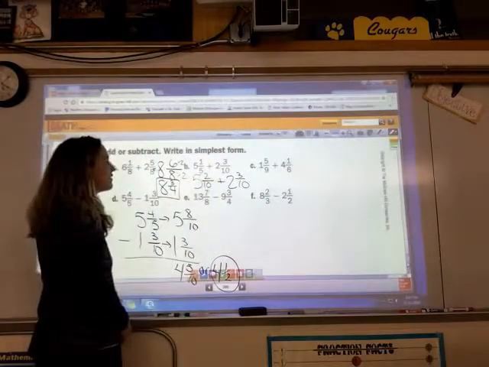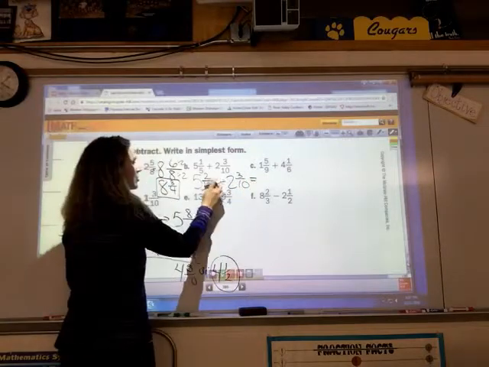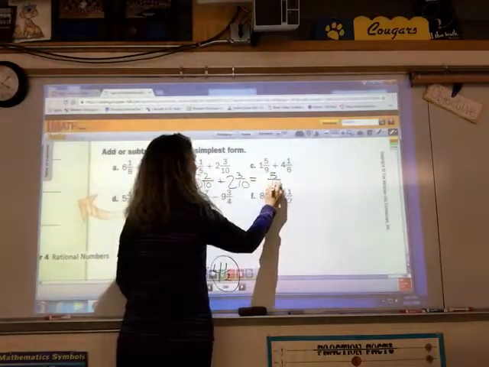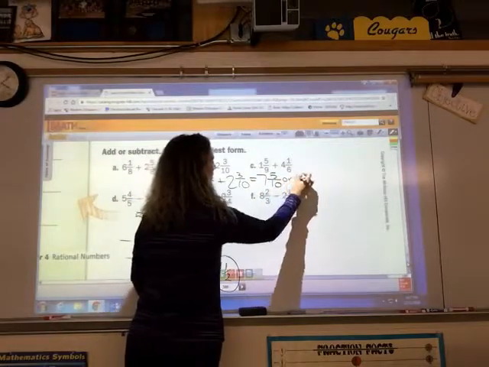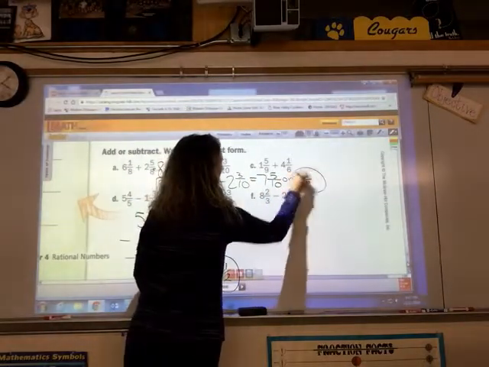Whole number is 5. You can go ahead and add those. 2 plus 3 is 5 over 10. 5 plus 2 is 7. And 7 and 5/10 is going to reduce down to 7 and 1/2.